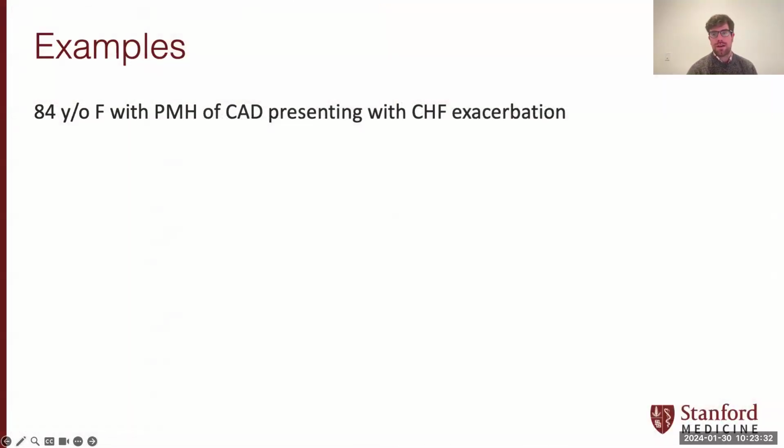So here's an example of how they're used. 84-year-old, PMH of CAD, presenting with CHF exacerbation. Does anyone want to take a stab at this one? And then we'll keep building on this one as we move along, giving more information in relative shorthand.